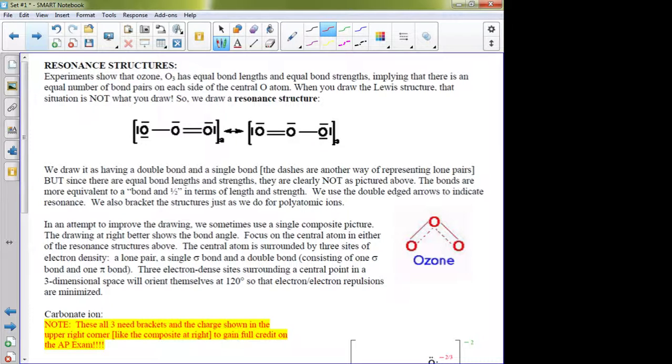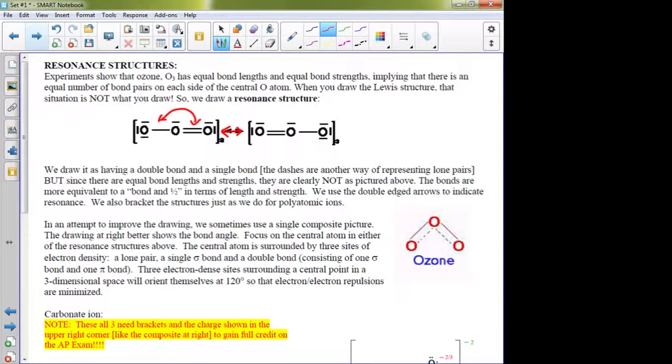Resonance structures just means there's more than one possible way to draw it. For instance, ozone is O3. If I draw out O3, I would end up with a single bond between 2 of the oxygens and a double bond between the other 2. Well, who's to say that I couldn't put the double bond on this side and the single bond on this side? I could, right? Does it matter? No, it doesn't. So when it doesn't matter, we draw both of them, with a double arrow between the 2 of them, to say we could draw it this way, or we could draw it this way.